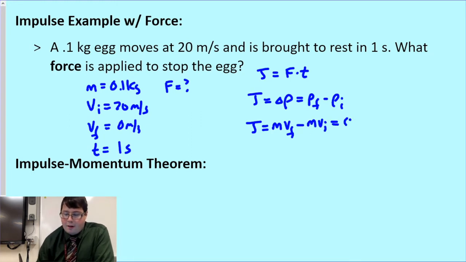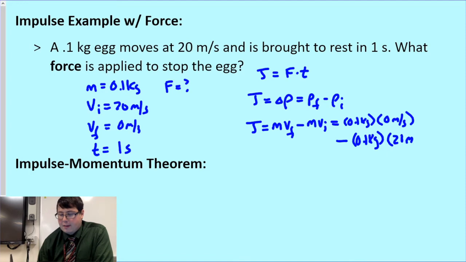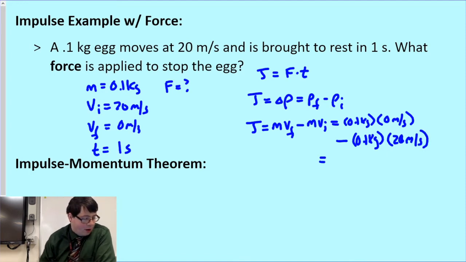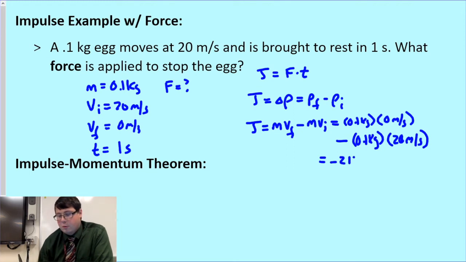Plugging in our numbers here, I've got 0.1 kilograms times my final velocity of 0 meters per second. And I'm going to subtract from that 0.1 kilograms times the 20 meters per second I'm moving initially. When I plug that into my calculator, your impulse is going to end up being -2 kilogram meters per second.